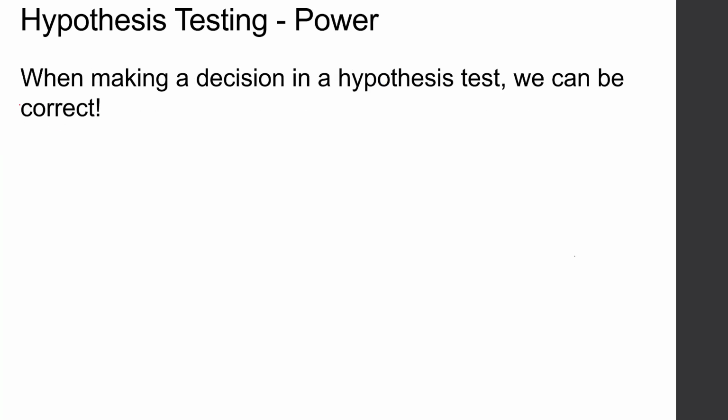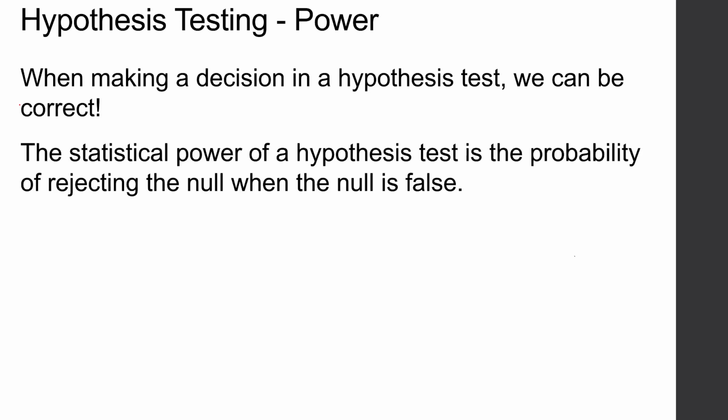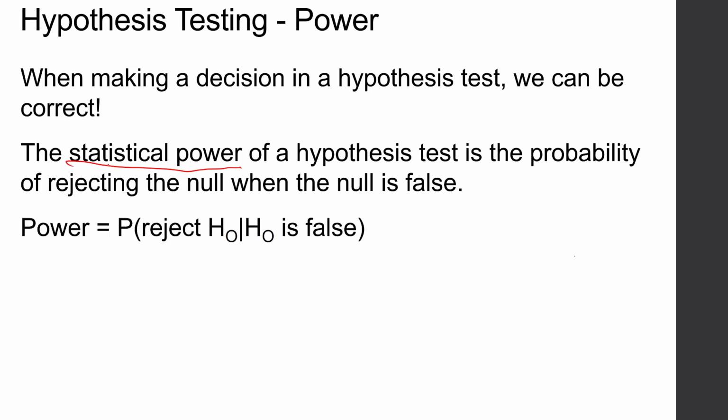Now, we've got those two kinds of errors that we can commit, but we also have a good decision that we want to keep a high probability on. When making a decision in a hypothesis test, we can be correct. The statistical power of a hypothesis test is the probability of rejecting the null when the null is actually false. So that's a good thing, right? We want to reject the null if the null is false and find a correct alternative hypothesis. So power is the probability of rejecting the null given that the null is false.